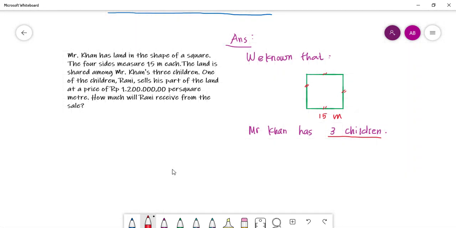Okay, let's continue. One of the children, Rani, sells her part of the land at a price of 1,200,000 rupiah per square meter. Okay, kids, besides Rani, there are 2 more children. So Rani sells her part, at 1,200,000 per square meter. What we do not know yet is how much land Rani received from her father.